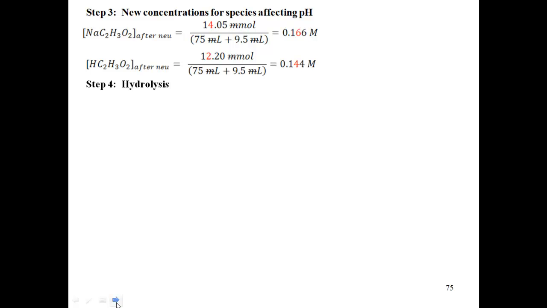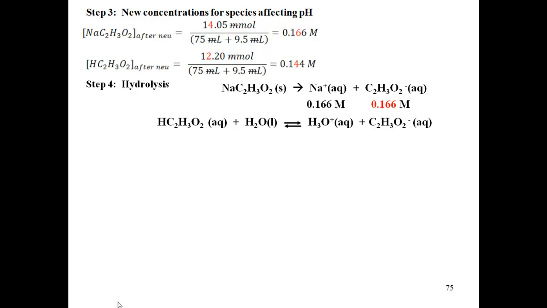So next step is hydrolysis. Just like we have just started this problem over, starting with 0.166 molarity of sodium acetate and 0.144 molarity of acetic acid, what we do next would be our soluble salt. Break it up into ions, which gives me sodium of 0.166, which I don't really care about in this problem, and acetate, which is 0.166. Do my acid, which my acetic acid gives me hydronium ions and acetate ions.